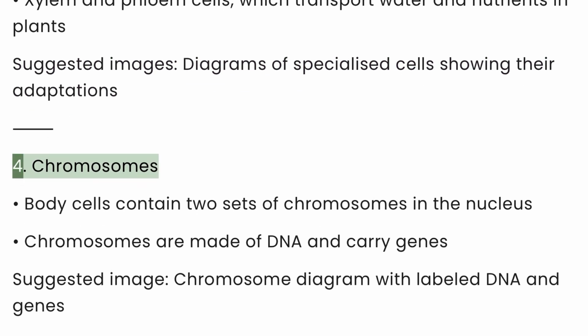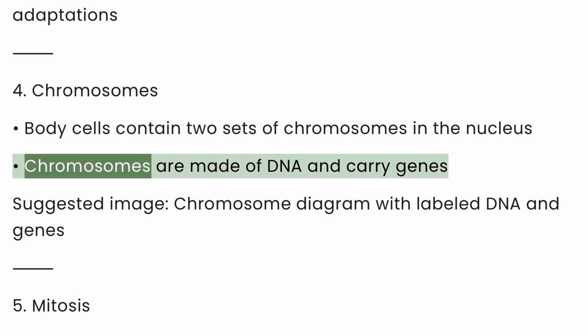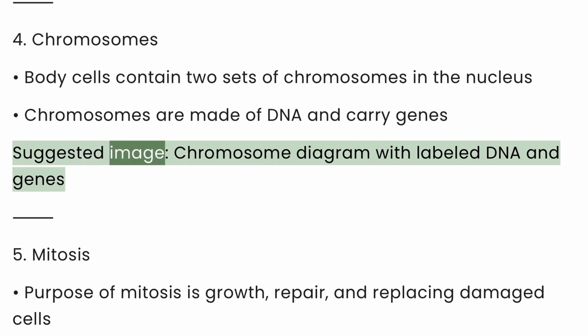4. Chromosomes. Body cells contain two sets of chromosomes in the nucleus. Chromosomes are made of DNA and carry genes. Suggested image. Chromosome diagram with labeled DNA and genes.